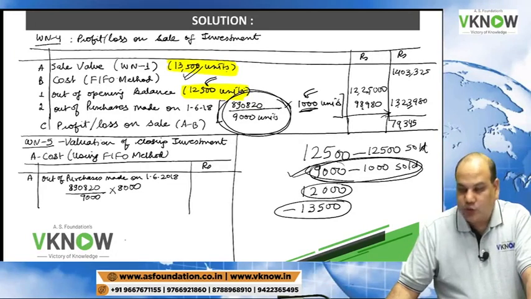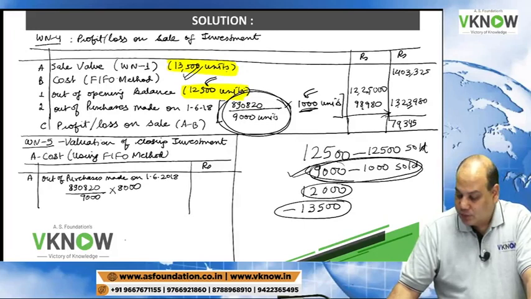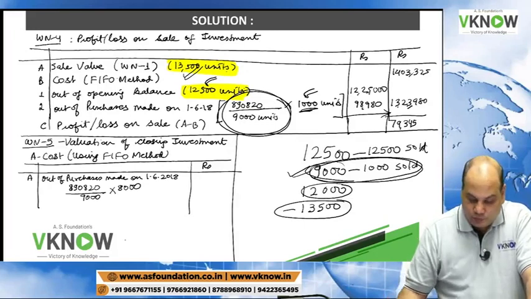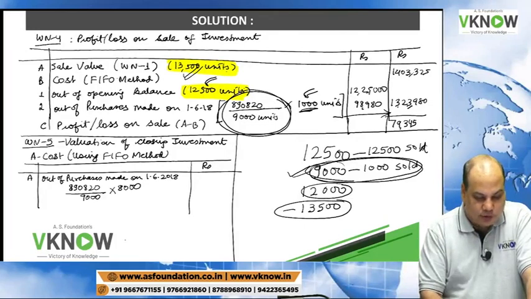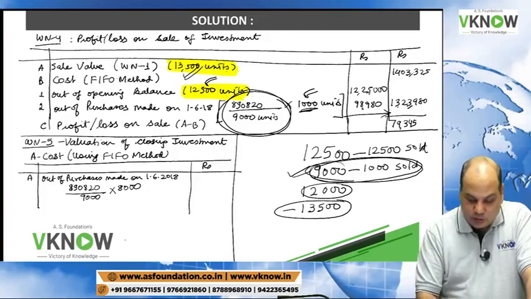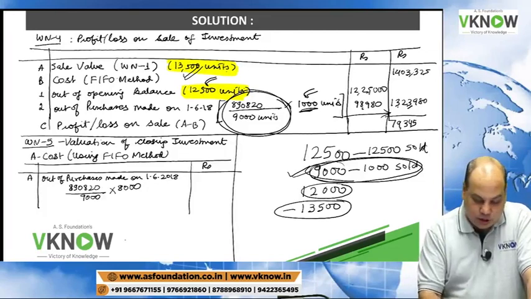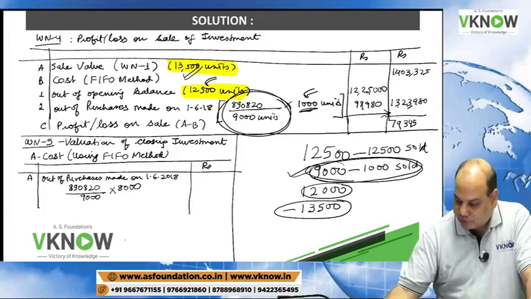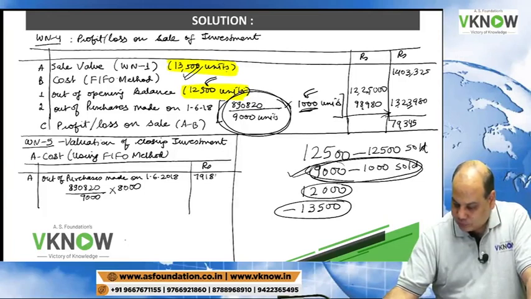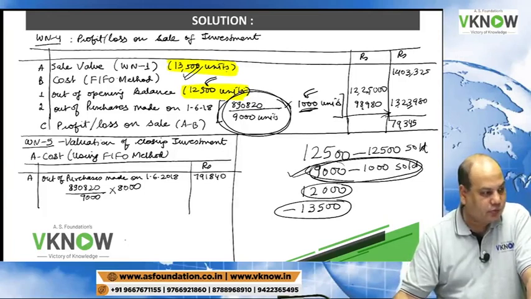So we have total 20,000 units in the stock. You are right. Out of 20,000, 8,000 was purchased on 1st June. So can you give me the answer for this? Take on your calculator 890,820 divided by 9,000 into 8,000. 791,840. Very good, Govind Thakur.